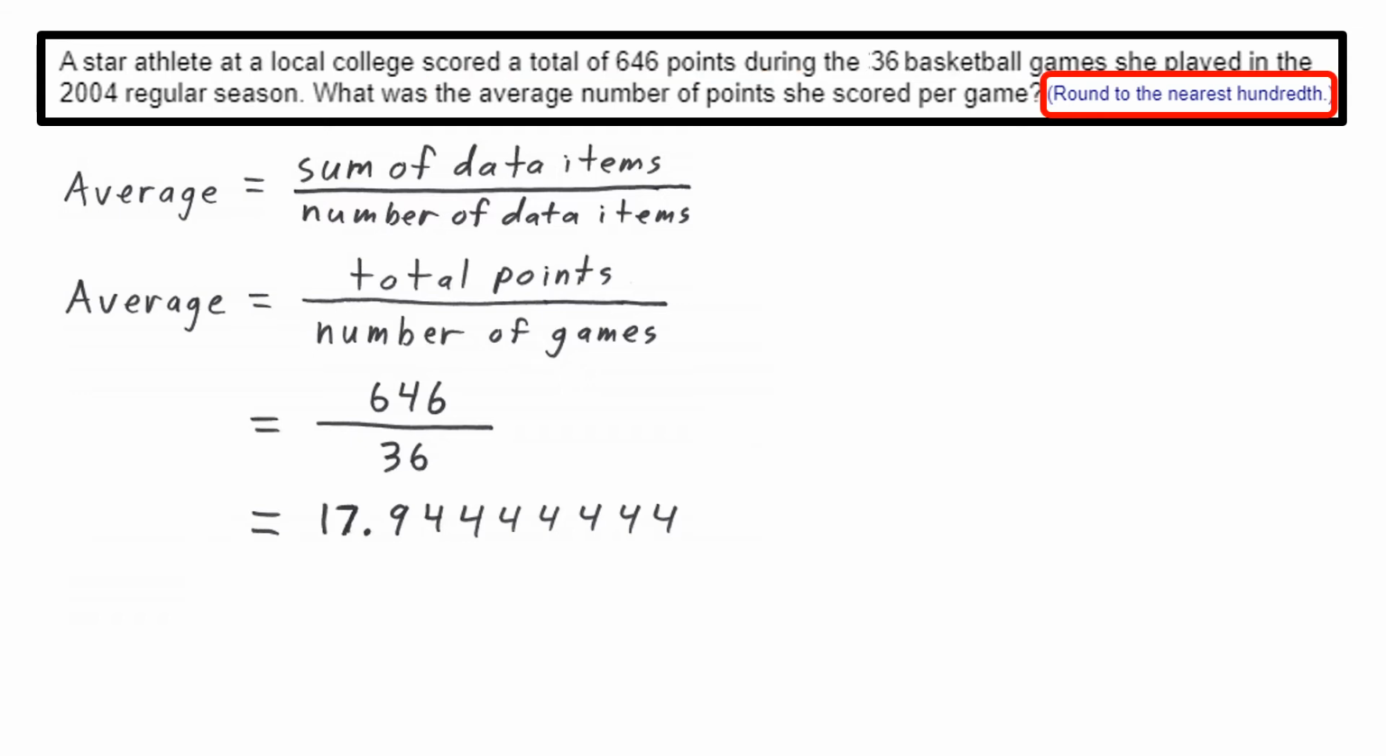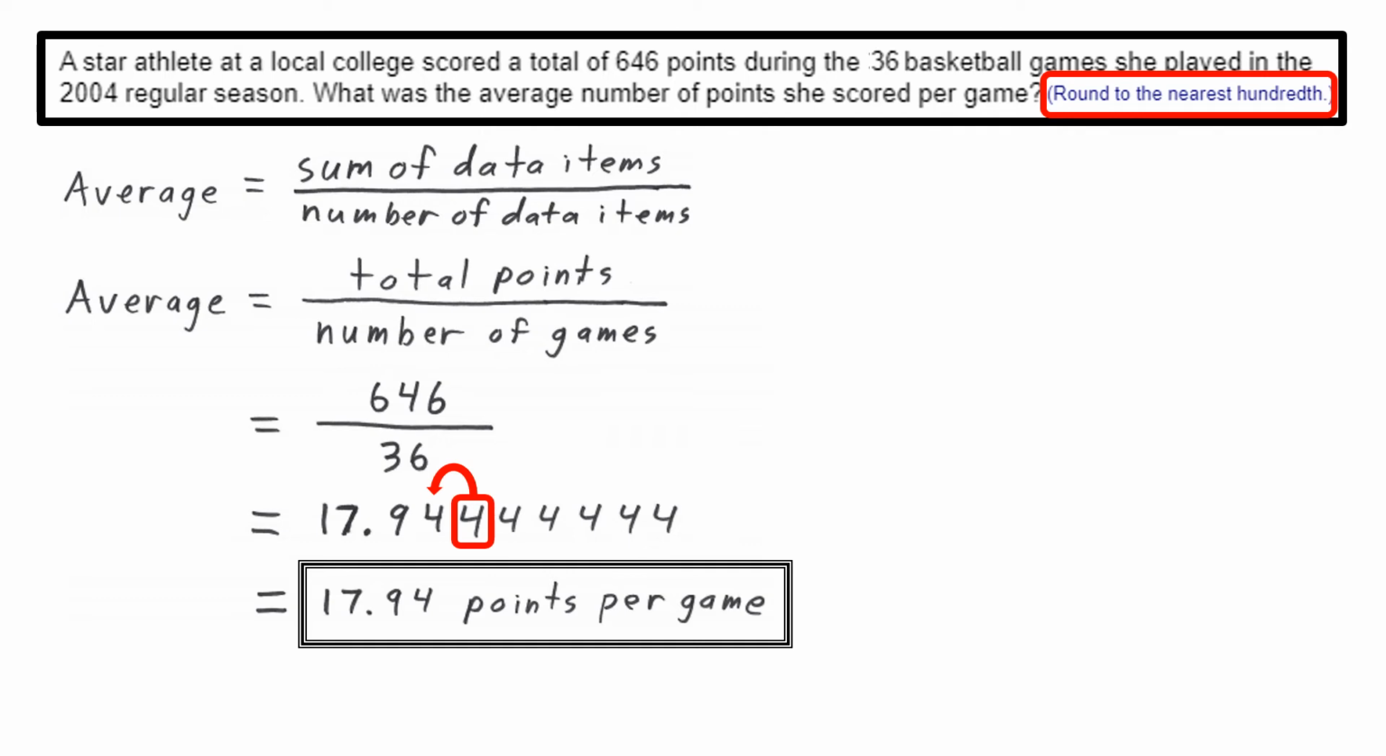But now notice that the question says round to the nearest hundredth, which is 2 places to the right of the decimal point. To round to the nearest hundredth, we need to look to the place to the right of it, which I've circled here. And it tells us what to do with the 4. Since the place we've circled is 4 or less, it tells us we need to round down. So our value rounds down to 17.94. And the units is points per game. And that's our final answer.